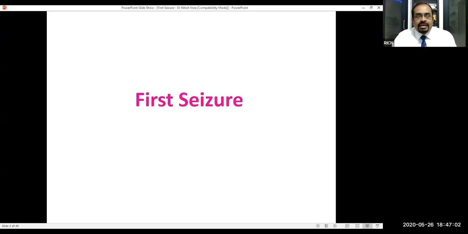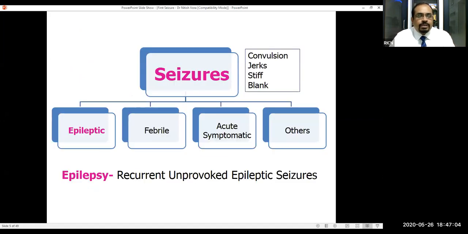So, first seizure. It's always confusing to people when we use different terms. Someone says seizure, someone says convulsion, someone says fits, someone says epileptic seizure, someone says epilepsy. Are they the same? The answer is no. They're all different. Seizure is an umbrella term. It's a big term, and all seizures can have different phenotypes or semiology. The motor part is called convulsion. Again, it can be jerking or stiffness, or it can be just blank.